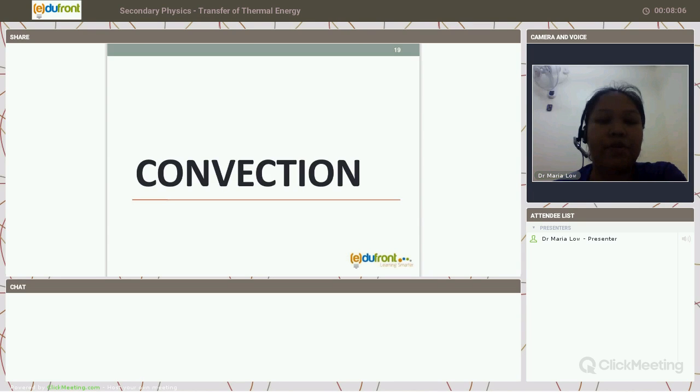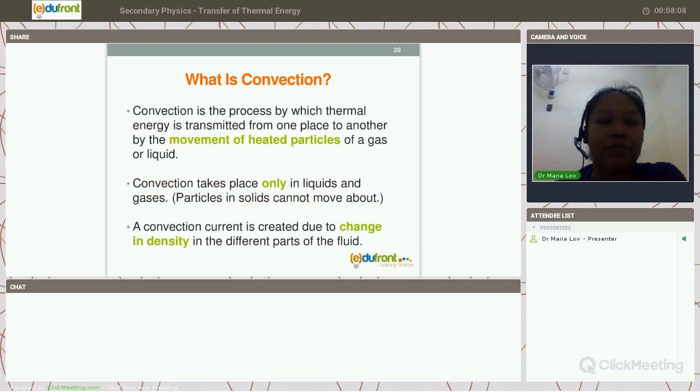The next mode of heat transfer is convection. The definition of convection is a process by which thermal energy is transmitted from one place to another by the movement of heated particles of a gas or a liquid. Take note that convection only takes place in liquids and gases because the particles in solids cannot move at all. Convection takes place due to the change in density in different parts of a fluid.